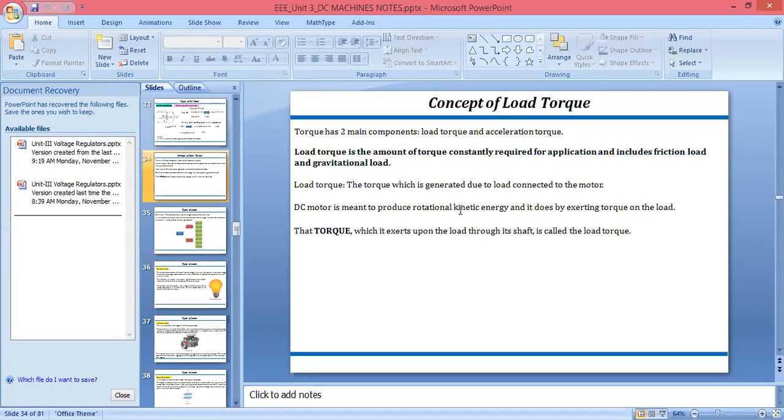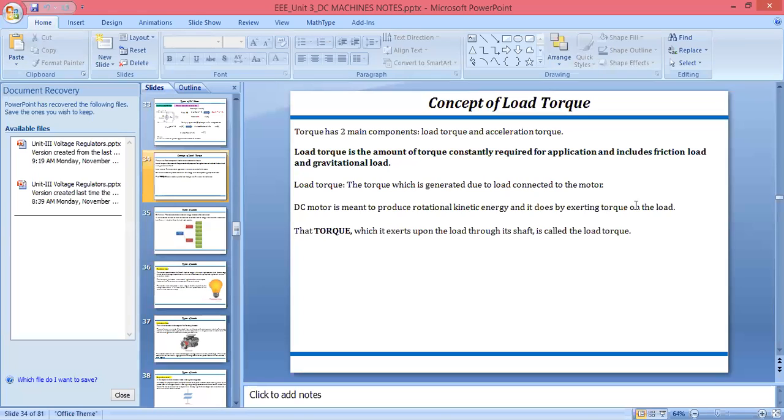If you see our previous session, we studied the EMF equation, then we saw the torque. At that time, when we looked at the mechanical power, we got the equation of mechanical power in the form of torque and angular speed: Pm equal to tau into omega. So when we give the power supply to the DC motor, the rotor will start to rotate and produce kinetic energy. This can be done by giving torque on the load, that is, by giving the load.